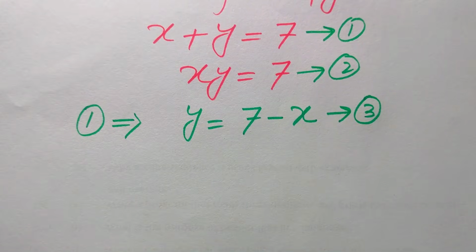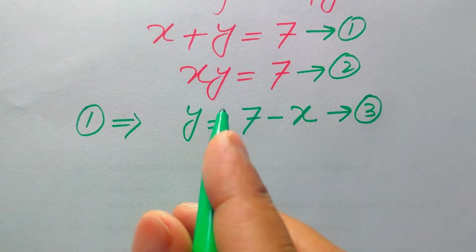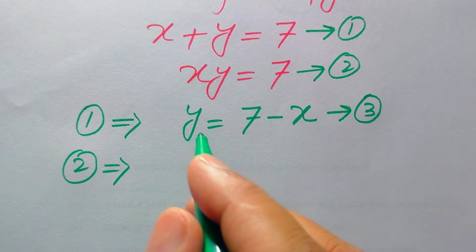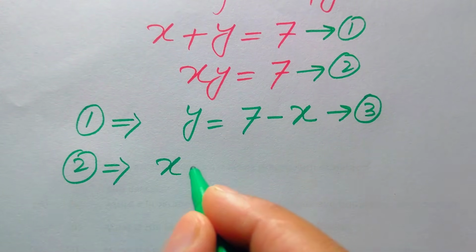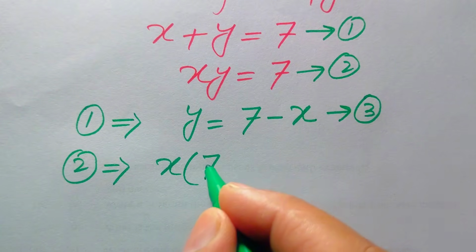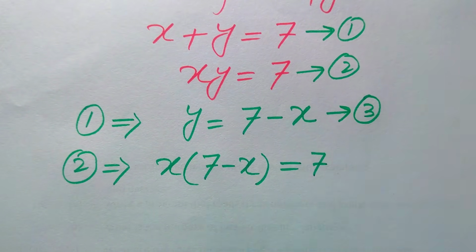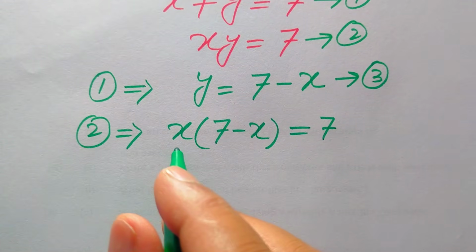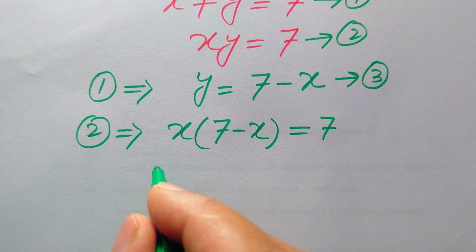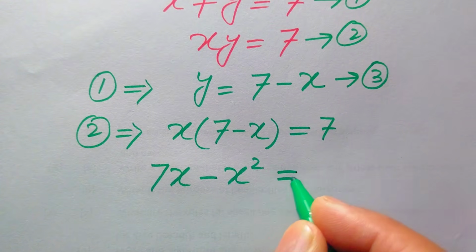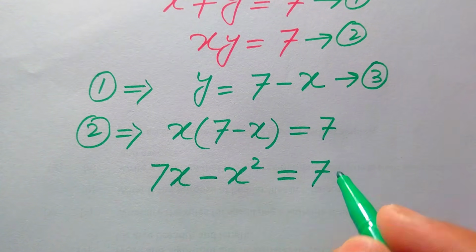And further we use this equation number 3 in equation number 2, so that equation number 2 implies that when you use this value here, it becomes x times (7 minus x) equals 7. And now further we multiply this x on both of these two values, and it becomes 7 times x minus x square equals 7.